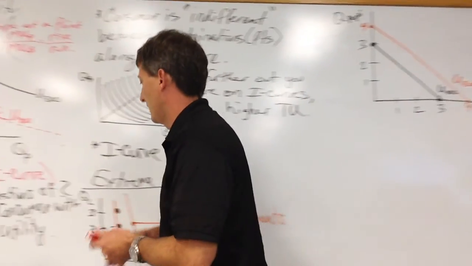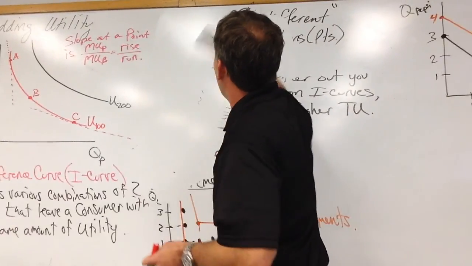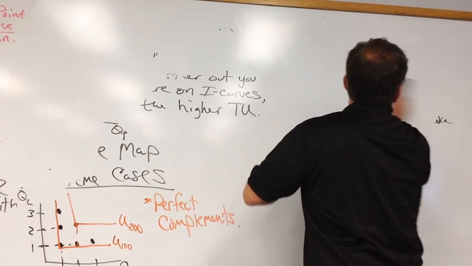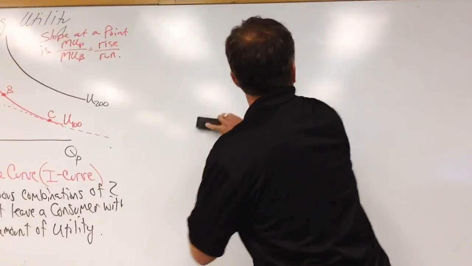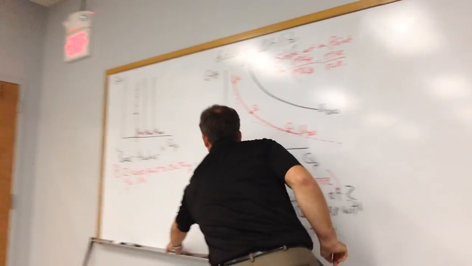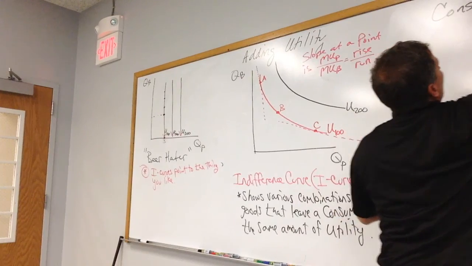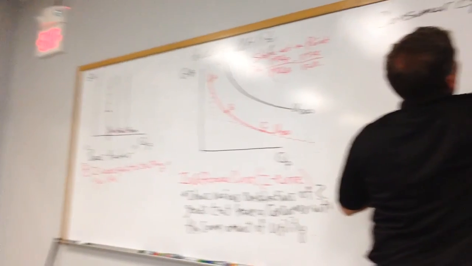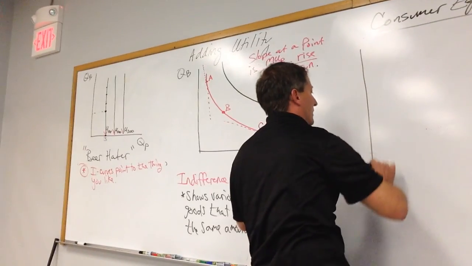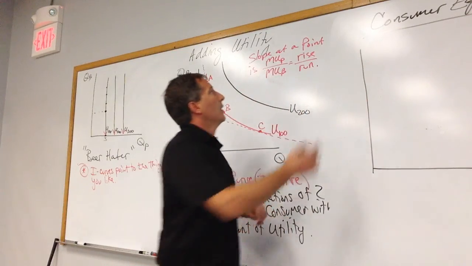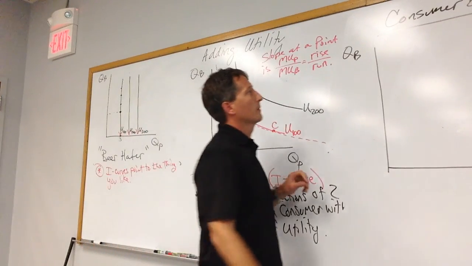All right, questions there? Got one last thing and then we'll be done with this section. And that is showing your optimal condition. So this is consumer equilibrium graphically. Quantity of beer, quantity of pizza.